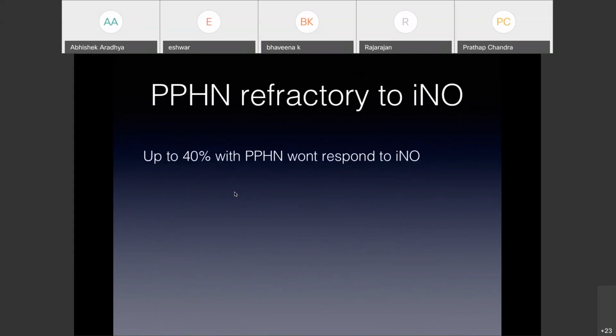Sometimes PPHN can be very refractory to inhaled nitric oxide. There are only 2 more slides. Up to 40% can be non-responders. In those circumstances, you have to look at why it has not responded.